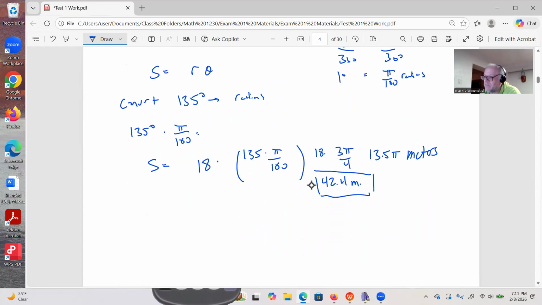Okay, so it's really important to remember the formula. You have to memorize this. S is equal to R theta, with theta in radians. Okay, so you have to memorize that. All right, next problem here.